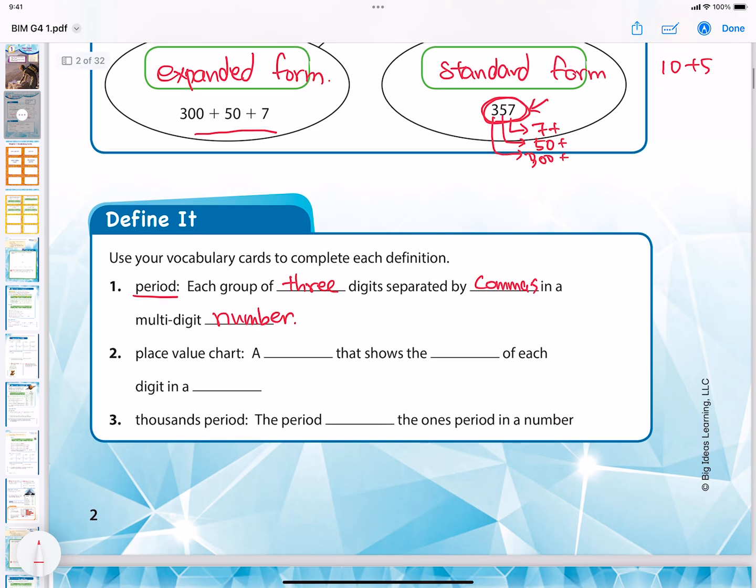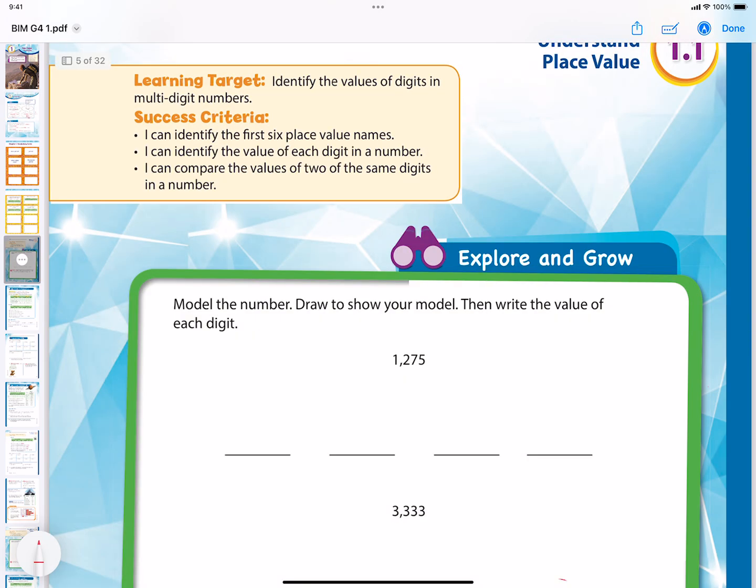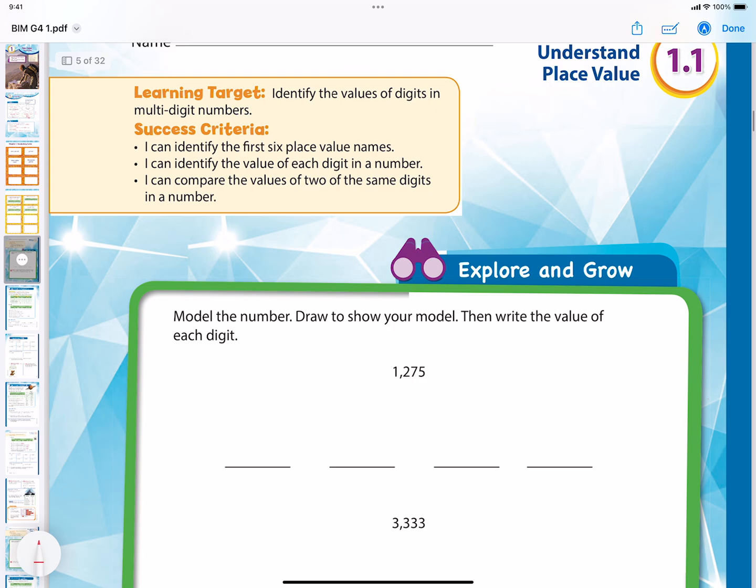All right, what about place value chart? How can you define it? Yes, a chart that shows the value of each digit in a number. What about thousands period? Yes, the period after the ones period in a number. All right, let's move on to page 3.